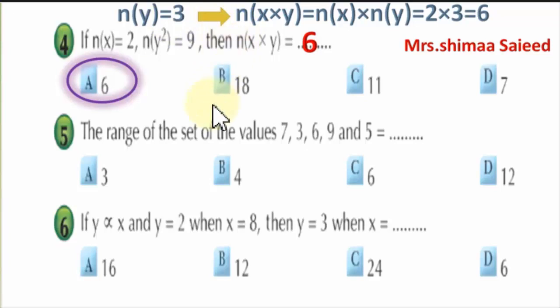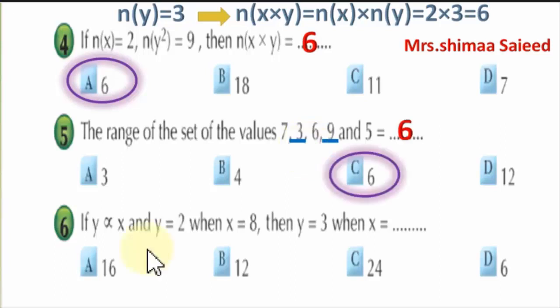The range of the set of values 7, 3, 6, 9, and 5. The greatest value is 9. The smallest one is 3. So subtract 3 from 9. 9 minus 3 equals 6.